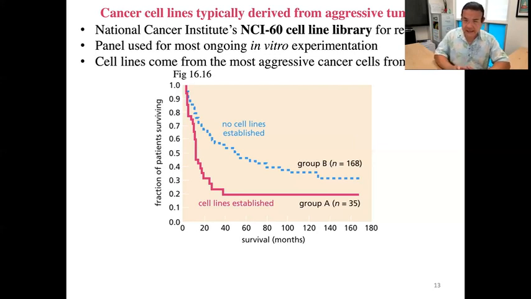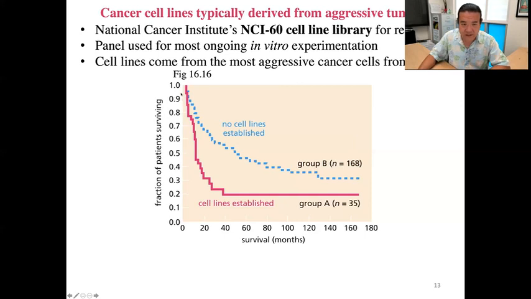So not surprisingly then, these very famous, well-established cell lines tend to represent original tumors that were super aggressive, right? Maybe more so than your typical tumor. So if you look at this here, this is some data. This is like a Kaplan-Meier plot.